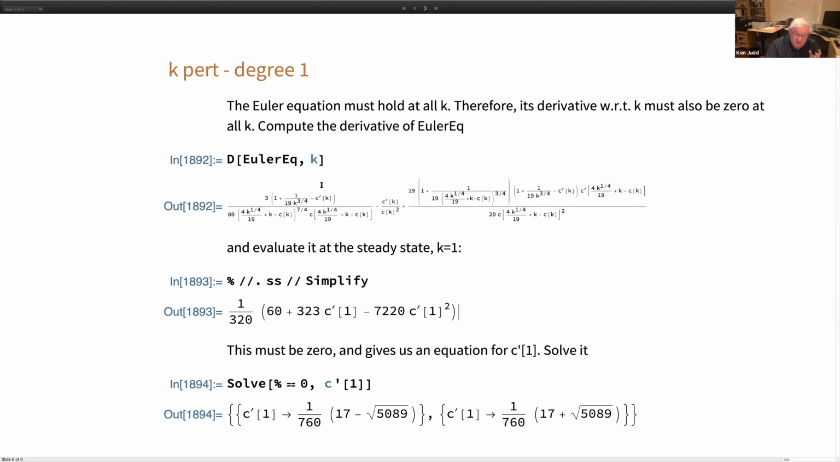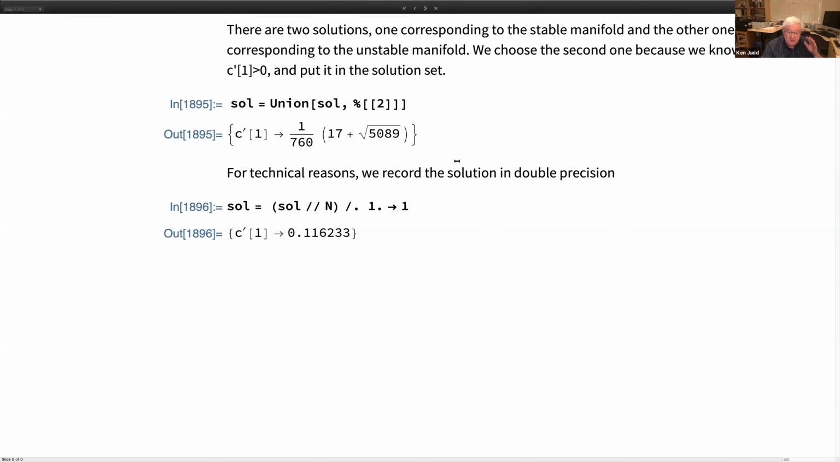This is the derivative of the Euler equation at the steady state. It now has to be equal to 0. We solve out for 0 and look at what we get. We get 2 possible values for C1 prime. And again, why do we get 2 possible values? Because there's a stable manifold and an unstable manifold, and these correspond to two different eigenvalues. We, of course, want the consumption function to be rising at 1. So this is the true solution. And the value, given the parameterization we have, is 0.11, blah, blah, blah.